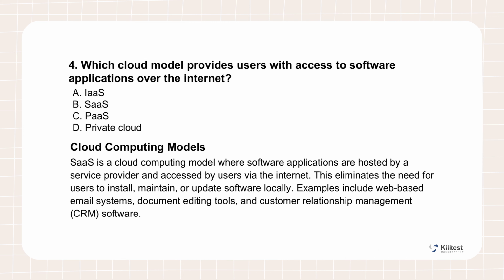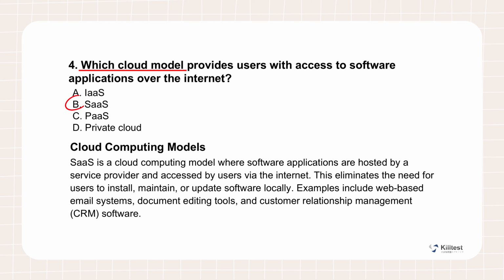Okay, next up, cloud models. Question 4. Which cloud model provides users with access to software applications over the internet? Your options: IaaS, SaaS, PaaS, private cloud. That'd be SaaS, software as a service. SaaS. Okay. And this is probably the one people use most, even if they don't call it that, right?